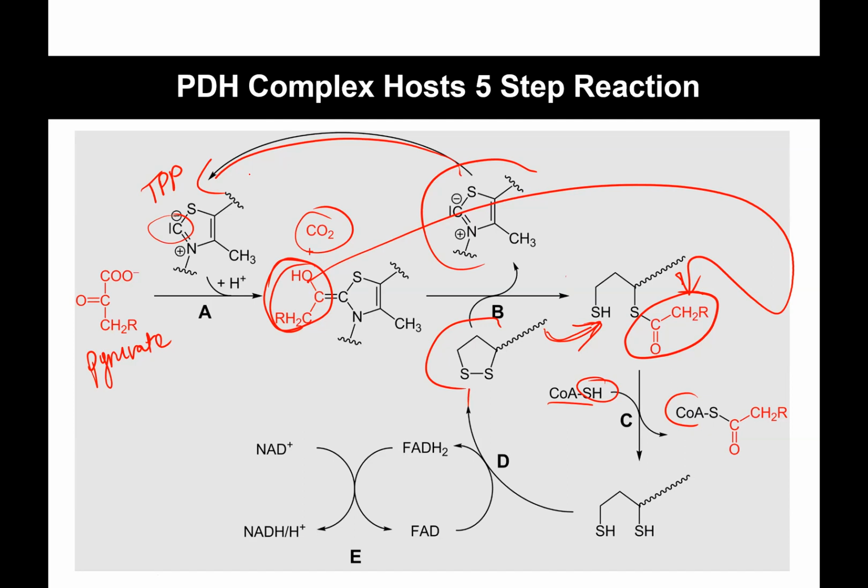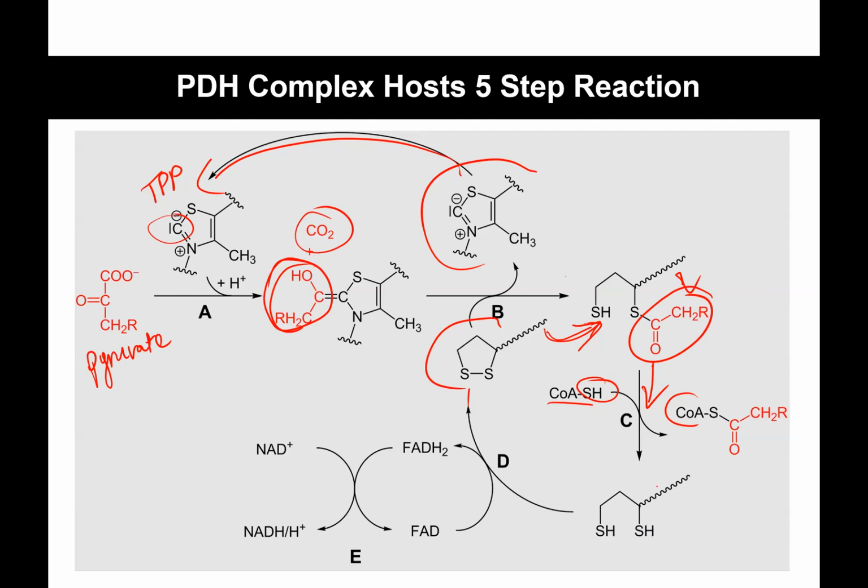So we're at phase 2 here, right? We've transferred 2 carbons to TPP, released CO2. The TPP gives up this 2 carbon group to the lipoate. Now the lipoate has to transfer the 2 carbon group to the coenzyme A, which happens right here. We're still not done though.